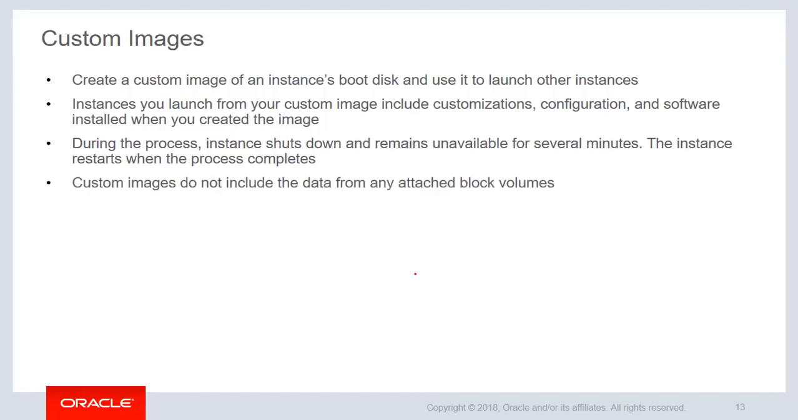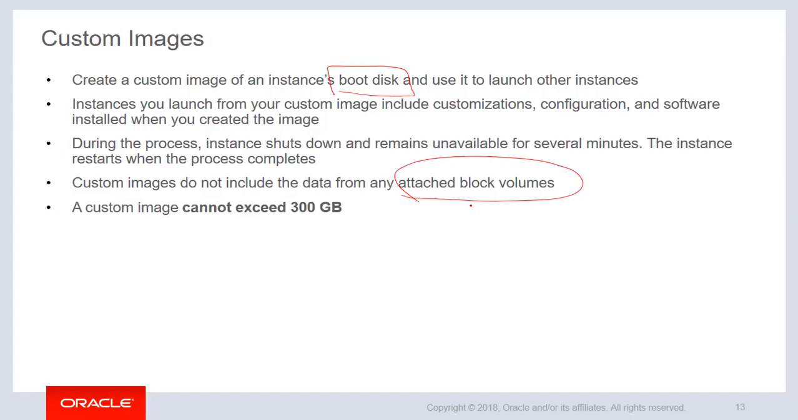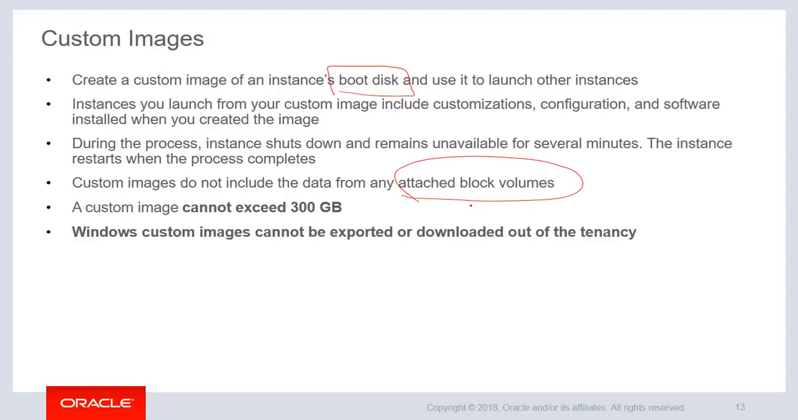Custom images do not include any data from attached block volumes. The important thing to keep in mind is that it is only relevant to the boot disk. So whatever you have on the boot disk is there, and it doesn't concern itself with the block volumes at all. There is another way. If you want to preserve that data, you can just preserve the block volumes, because the block volumes are storage on the network anyways. A custom image cannot exceed 300 gigs, so there's a restriction there, and Windows custom images cannot be exported or downloaded out of the tenancy.